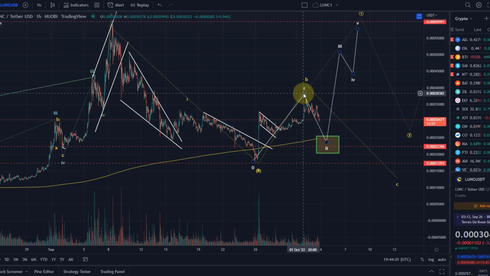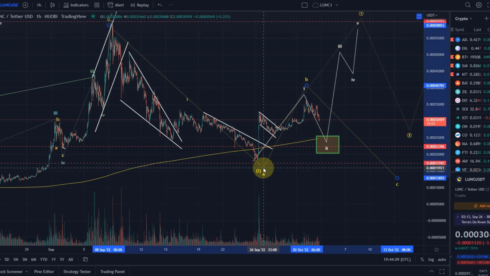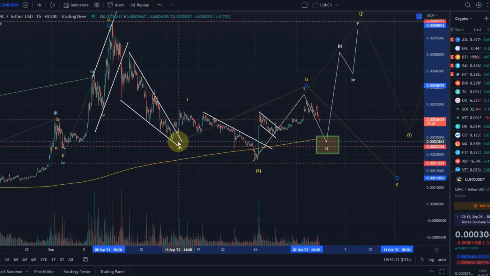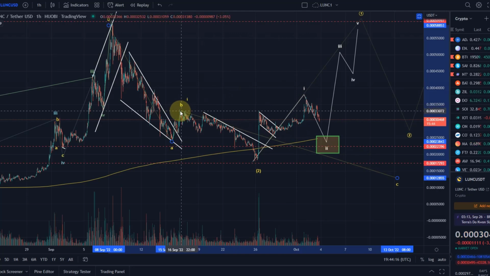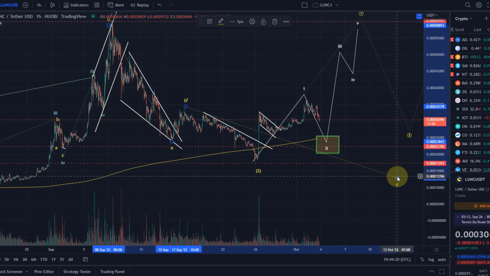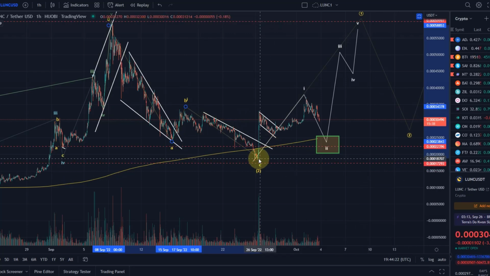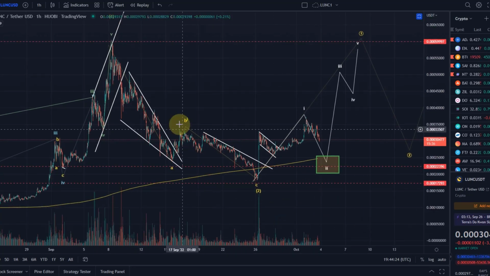Bit of a decision moment approaching here on the Lunar Classic chart. I would primarily still look at higher here, but bear in mind that any Lunar Classic TA needs to be taken with a pinch of salt. So for now, I'm looking at this A. Then we had the wave, where were we? B, C, yeah. And to be honest, this wave C is extremely ugly as well.